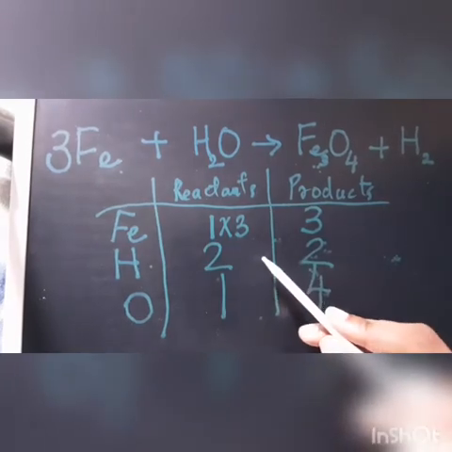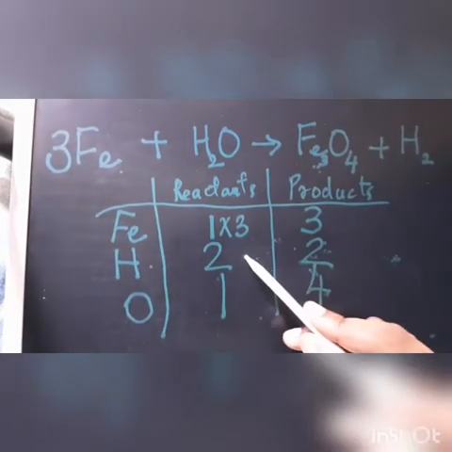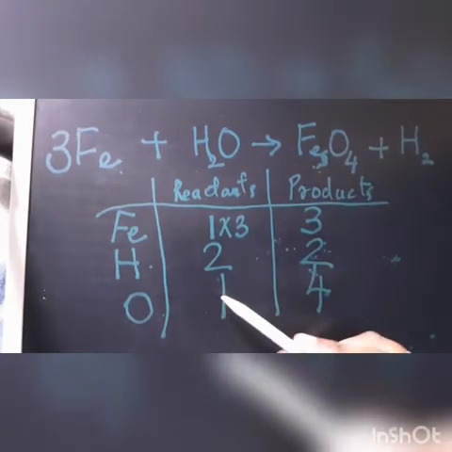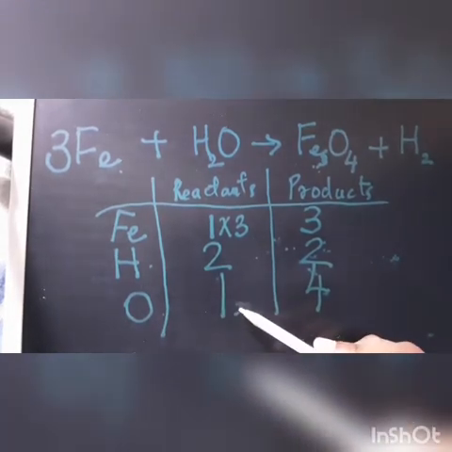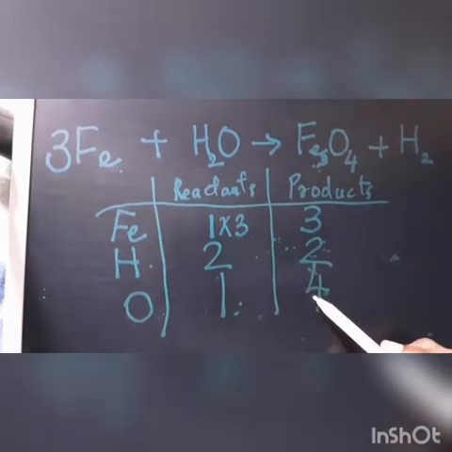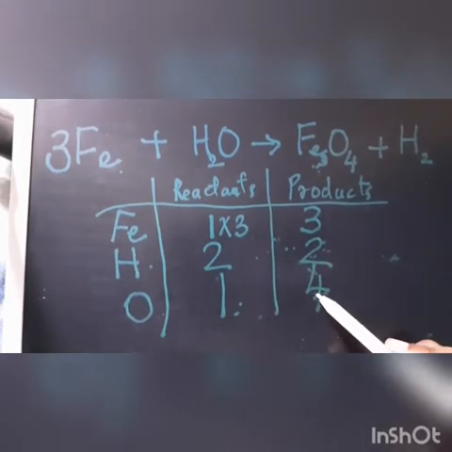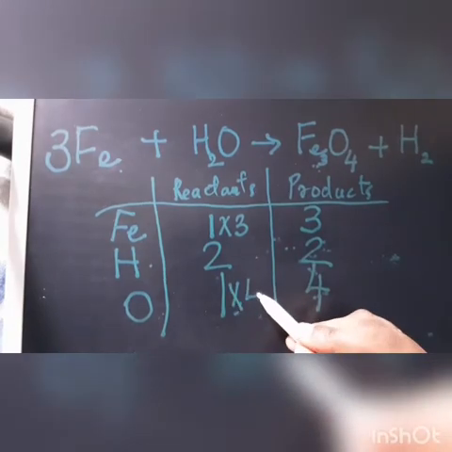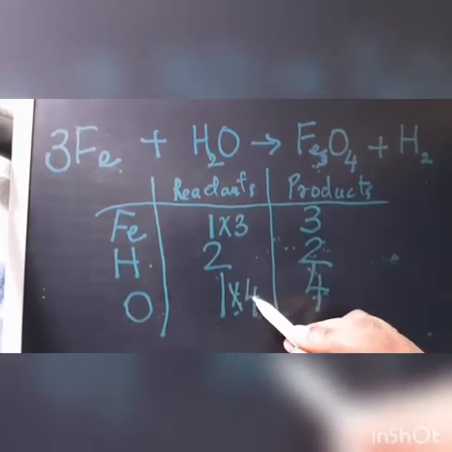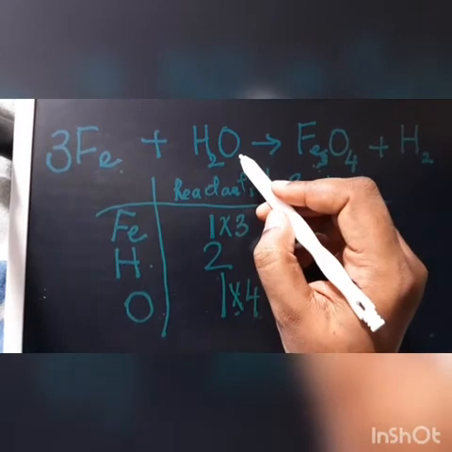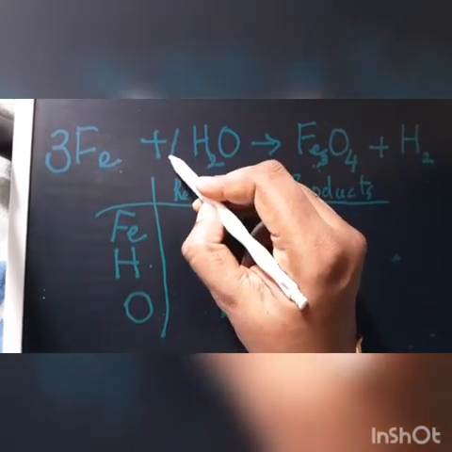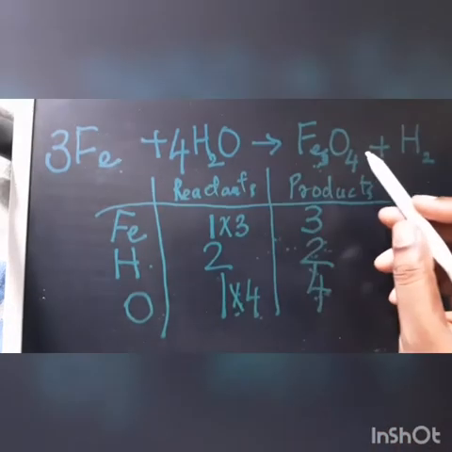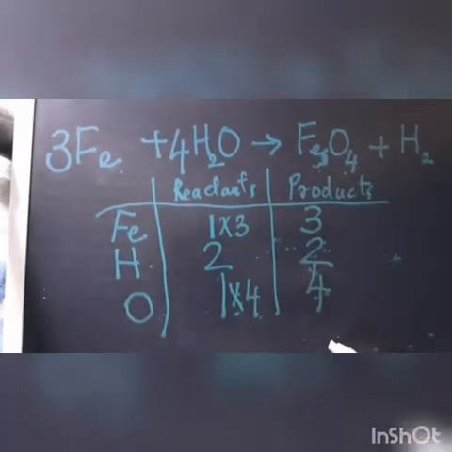Now hydrogen is 2. Yes, it is balanced on both sides. Coming on to oxygen, on the reactant side oxygen is 1 and on the product side it is 4. How will I change 1 into 4? 1 into 4 is equal to 4, right? So I will change here. I cannot write it here, I will write here 4. So oxygen is balanced. 4 oxygen here and 4 oxygen here.